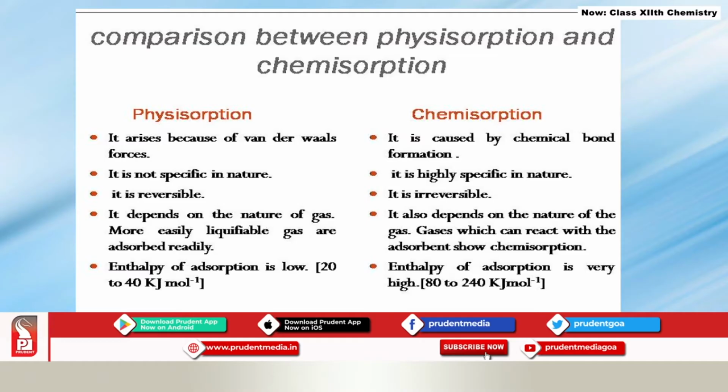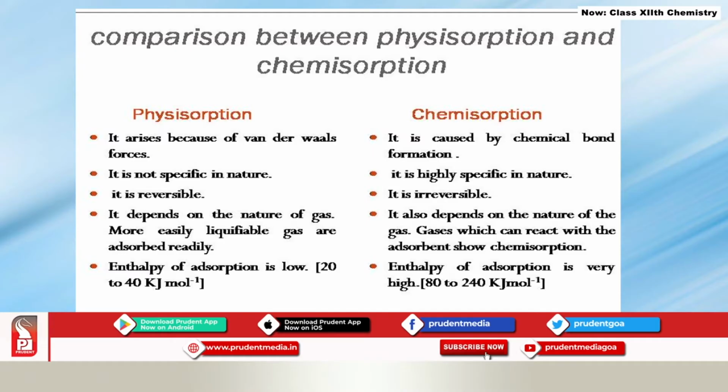Physisorption is not specific in nature, whereas chemisorption is highly specific in nature. Physisorption is reversible, whereas chemisorption is irreversible, because in chemisorption chemical bonds are involved. Once chemisorption takes place, it cannot be reversed back. Physisorption depends on the nature of the gas, as well as chemisorption also depends on the nature of the gas.